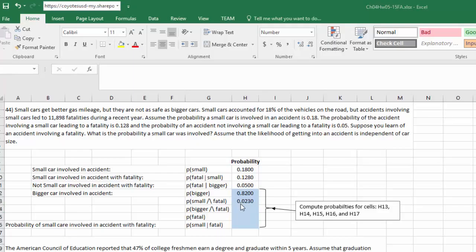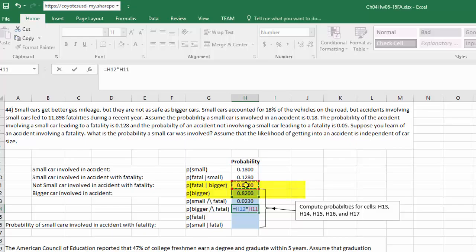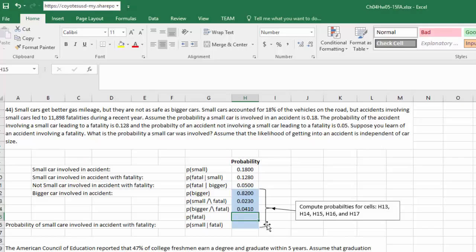Now let's look at the probability that it's a bigger vehicle and fatal. We take the probability that it's a bigger vehicle and multiply it by the probability that it's a fatal accident given that a bigger vehicle is involved. So 0.82 times 0.05. Now we know it's a 4% probability that it was a bigger vehicle and a fatal crash.